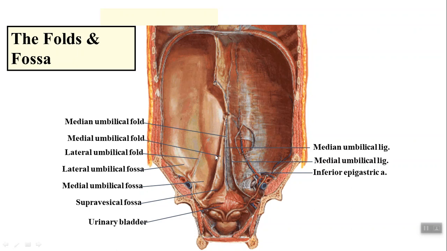In between these folds we have what we call the fossae. In between the lateral and medial folds we have the medial umbilical fossa, and then another fossa in between the medial and the median folds is called the supravesical fossa.